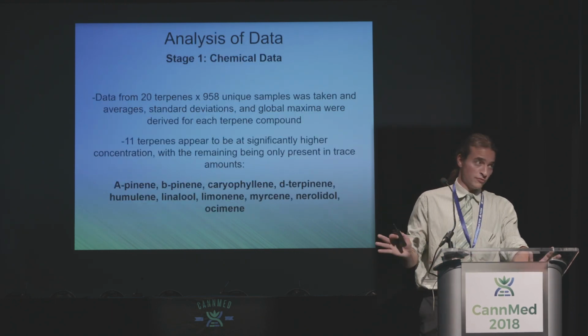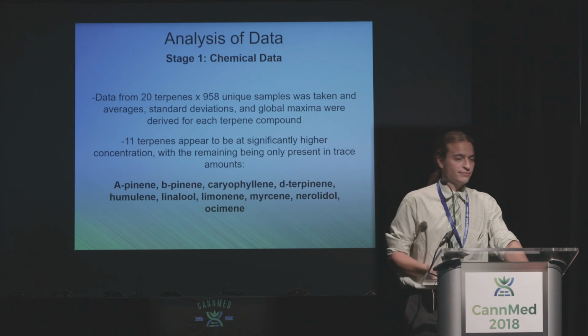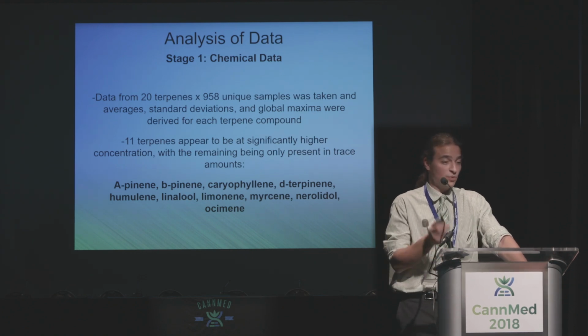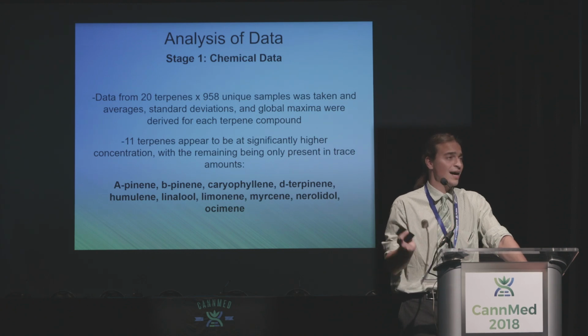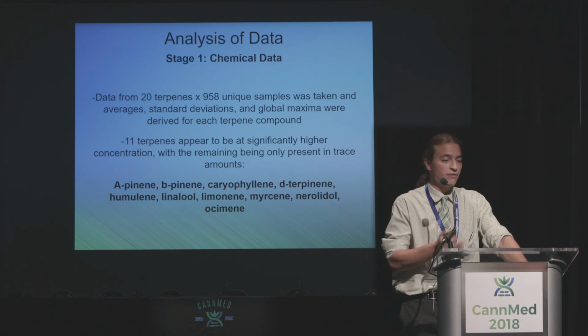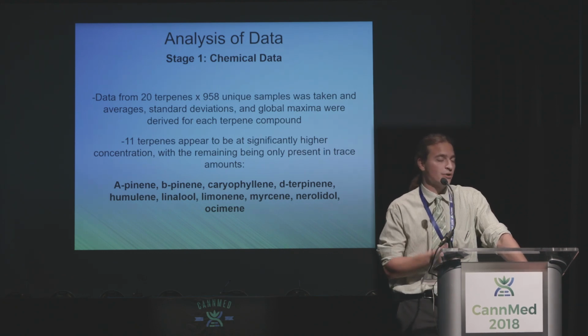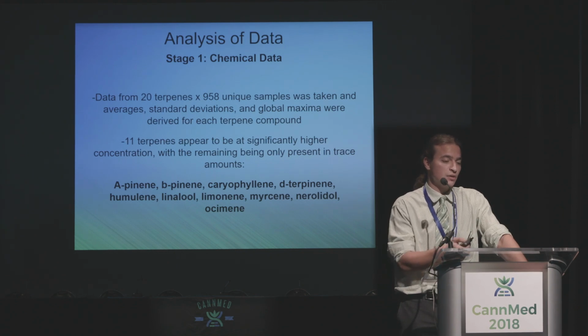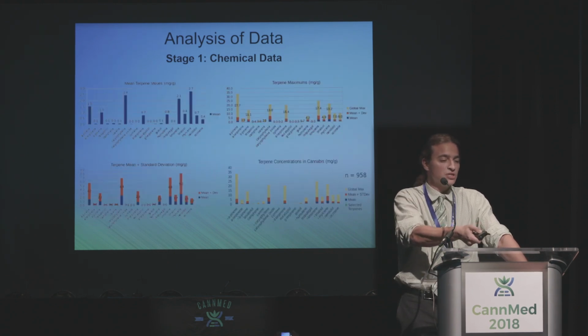So, now that we've overviewed the methodology, let's actually go through the data. Stage one was chemical analysis. So we have 958 samples times 20 terpenes, which is 20,000 data points. We started with a standard approach, statistics, right? We do averages, standard deviations, global maxima, and see what it looks like. We did get 11 terpenes that are at significantly higher levels than the others. And I listed them here at the bottom, but it's more fun to look.